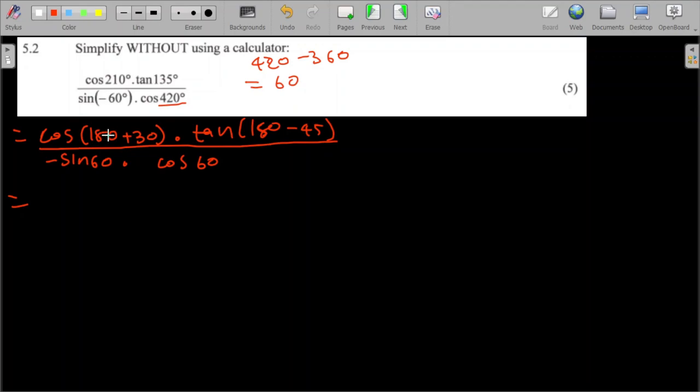So cos of 180 plus is in the third quadrant, and cos is negative in the third quadrant, so it's going to be negative cos 30. Then tan of 180 minus is in the second quadrant, and tan is negative in the second quadrant, so we're going to have negative tan 45, all over negative sine 60 times cos 60.